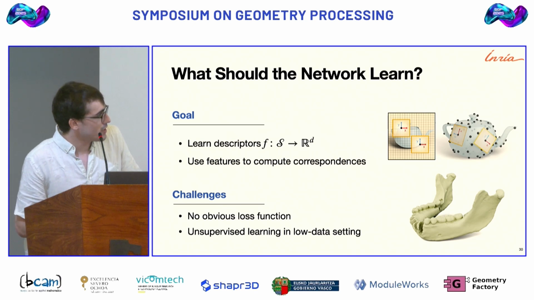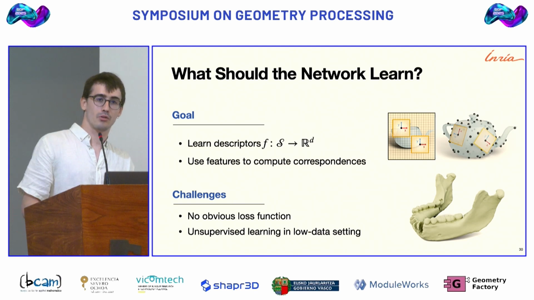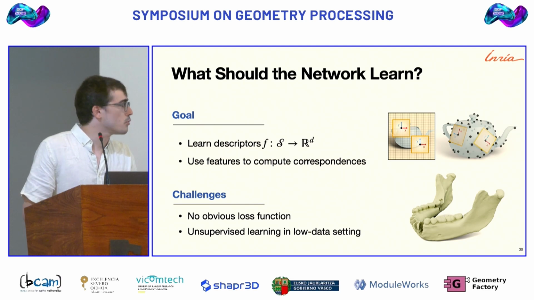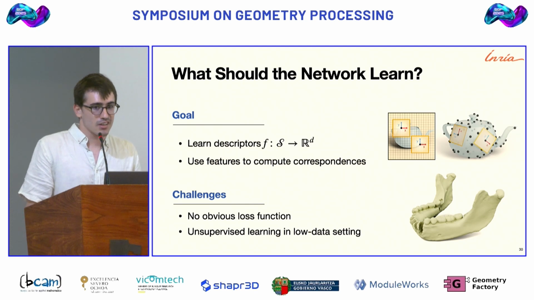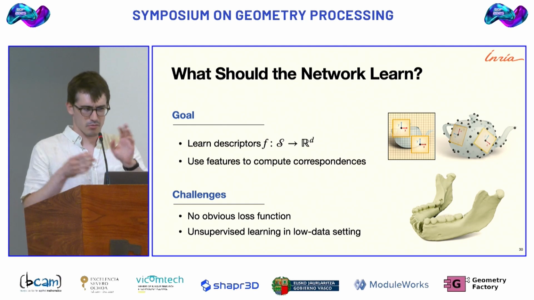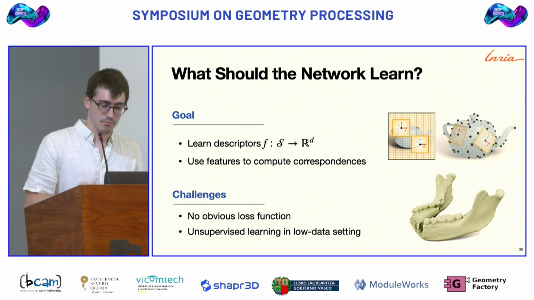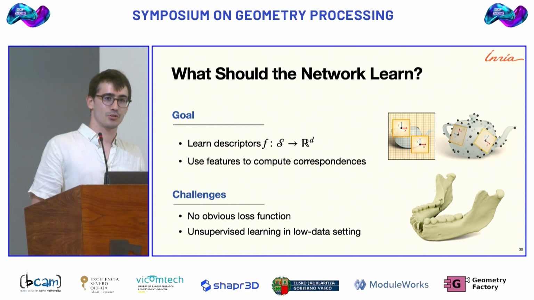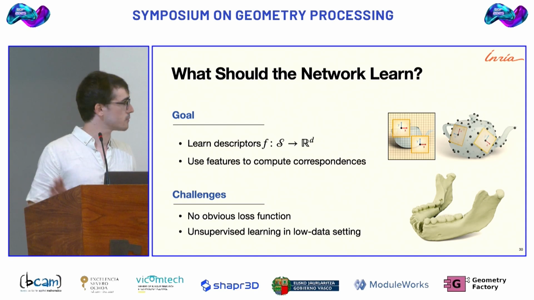Let's start with the first slide: what should the network learn? What is the framework for learning? The idea is that we're going to learn descriptors, or let's just say for now, point features. We could try to learn a global code and do something with generative modeling to find the correspondences, but I think it's easier to think that at some point in the network, we compute pointwise features. Then we use these pointwise features to compute correspondences with whatever pipeline and whatever loss we want.